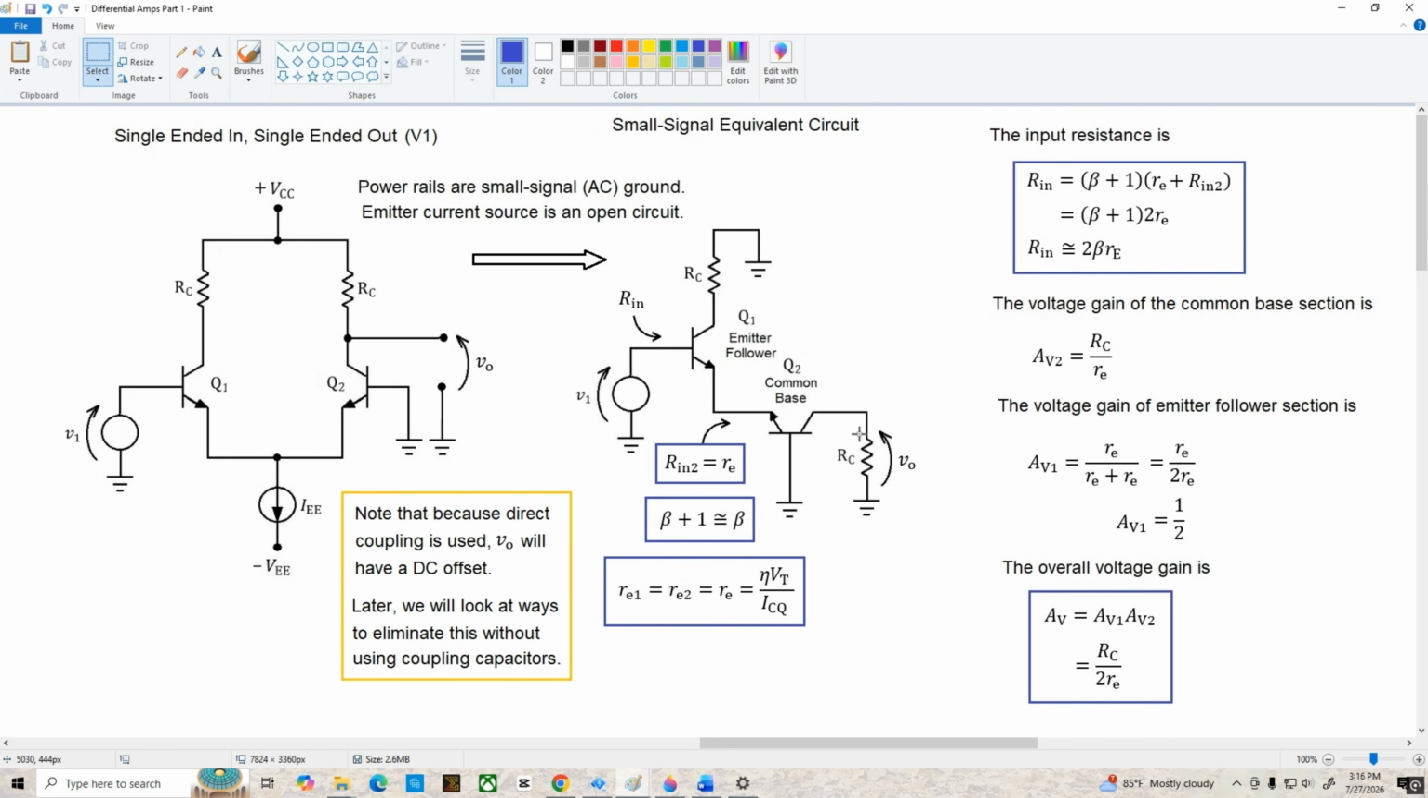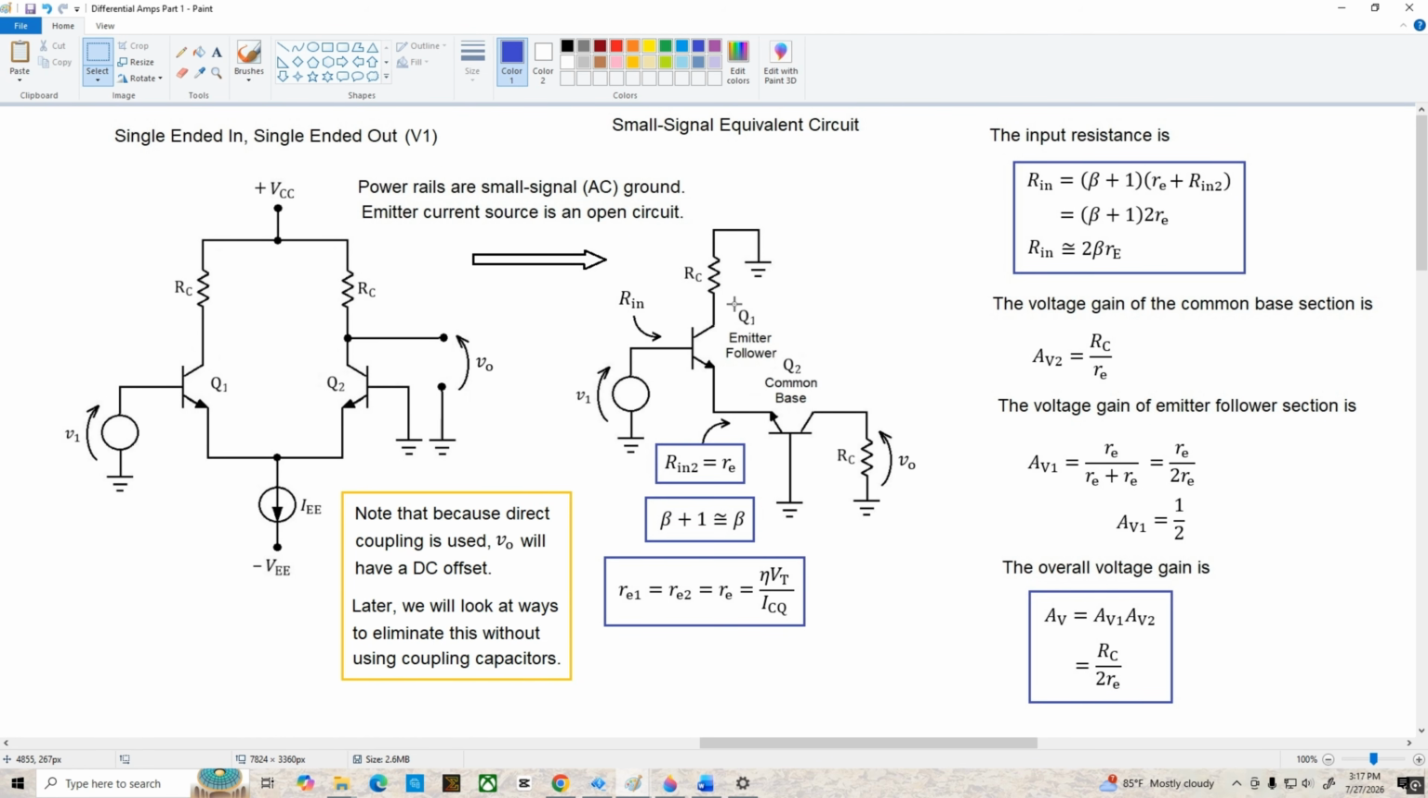We're going to start our analysis by looking at the common base section of the amplifier. Hopefully you'll remember from way back when we talked about this stuff originally that the input resistance to a common base amp with a grounded base terminal is simply the dynamic emitter resistance re. That's defined down here, and we looked at that in the previous video. Now, the gain of a common base amplifier is RC over re when we have a bypassed or grounded base.